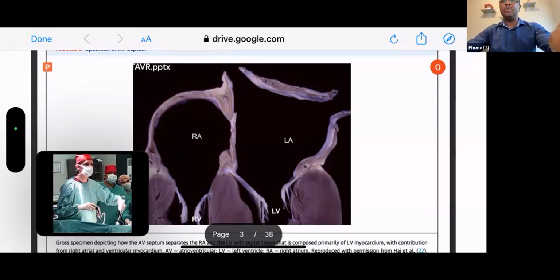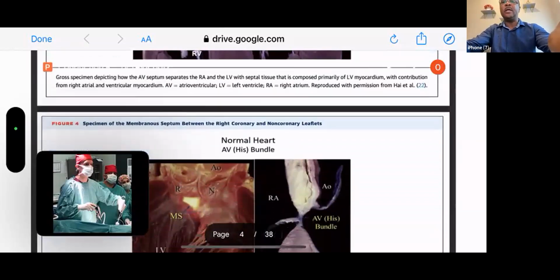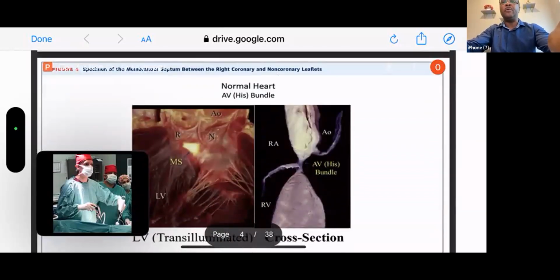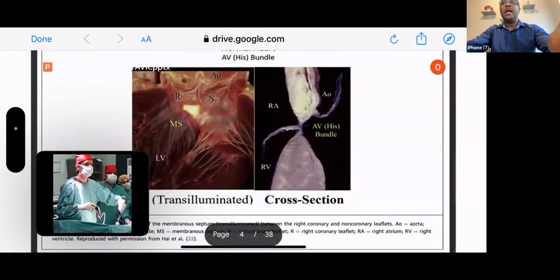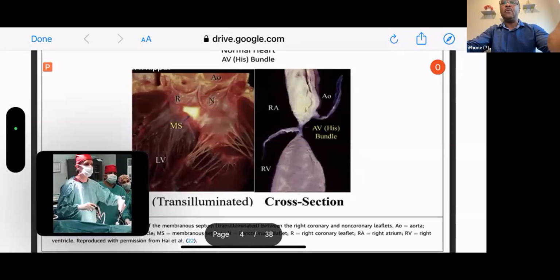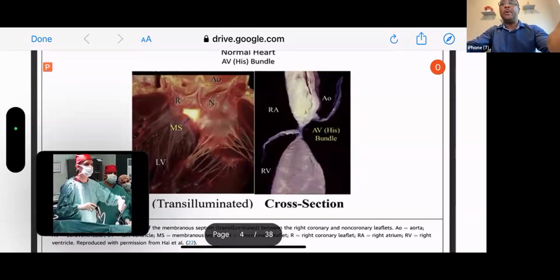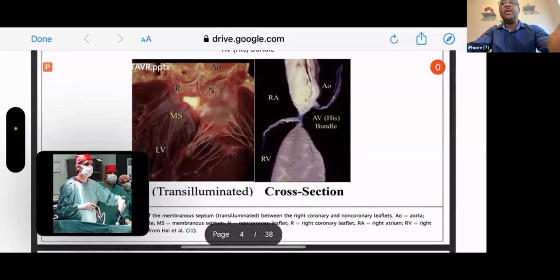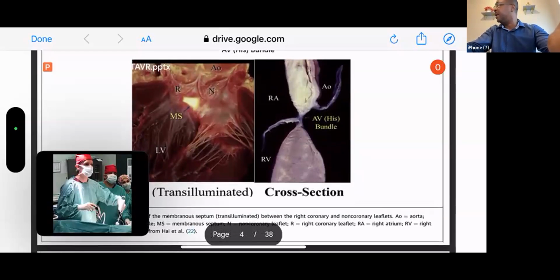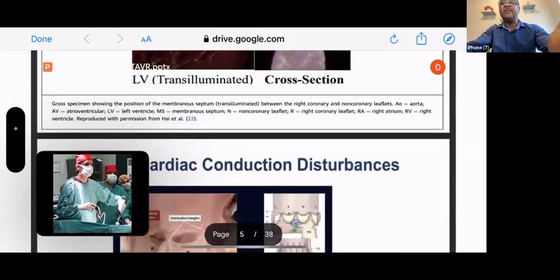The left bundle is more superficial in the subendocardium than the right bundle, and it's also closer to the aortic valve, and that also gives us more new left bundle branch block after TAVR. This slide also shows where the bundle of His is in the membranous septum. This thin part here is where the membranous septum is. With that being close to the aortic valve, there's a risk of bundle branch problems after TAVR.